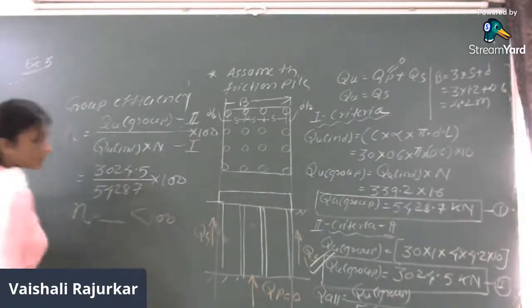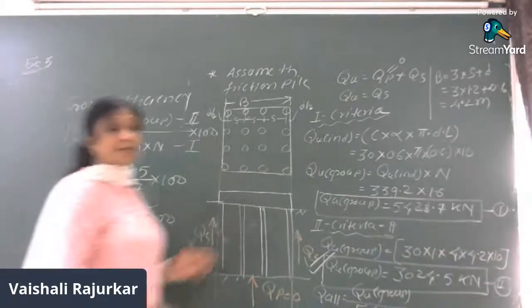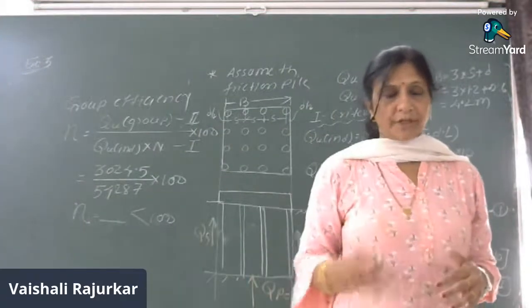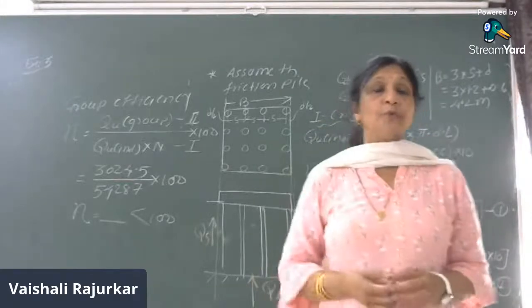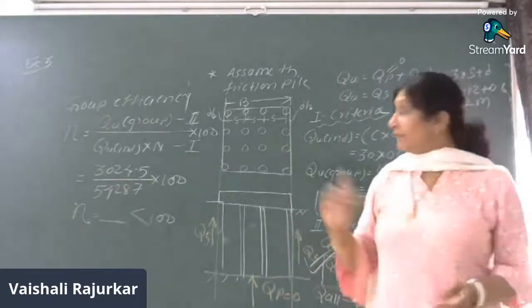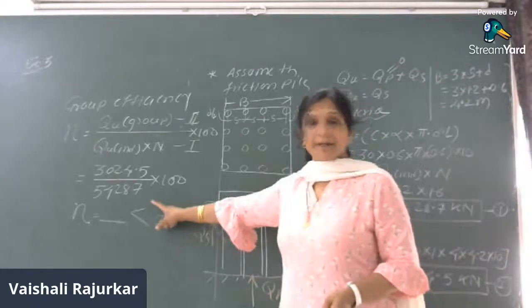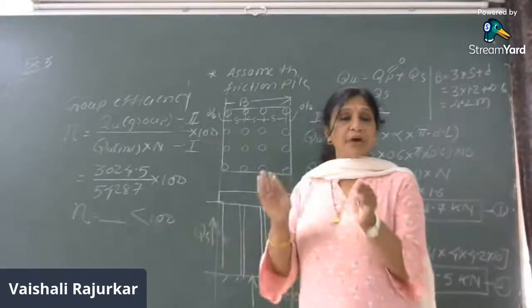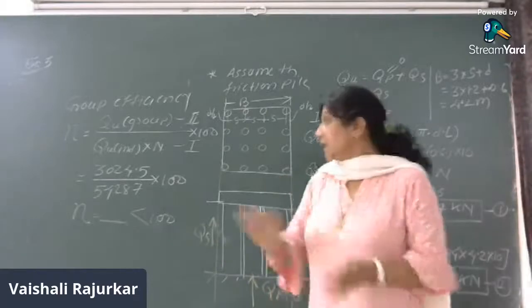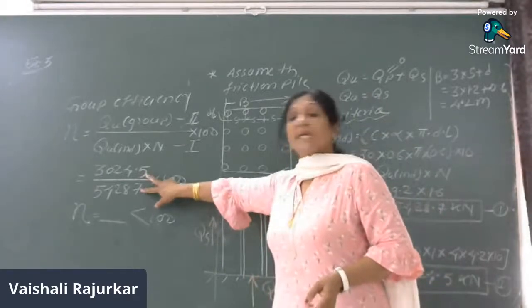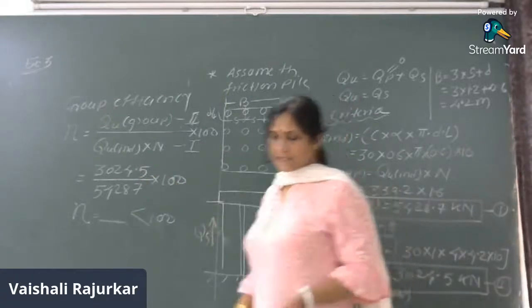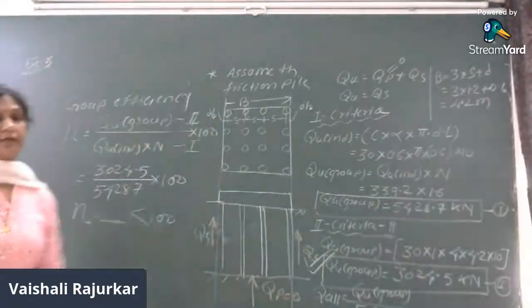So in this case, from the observation, you can say that this efficiency is less than 100%. Less than 100% means here you have scope to increase the spacing. When the spacing is increased, this load carrying capacity may increase, and sometimes if you have to find out the optimum spacing, in that case we will just equate these two values and calculate the spacing. Right? So this is another type of numerical.